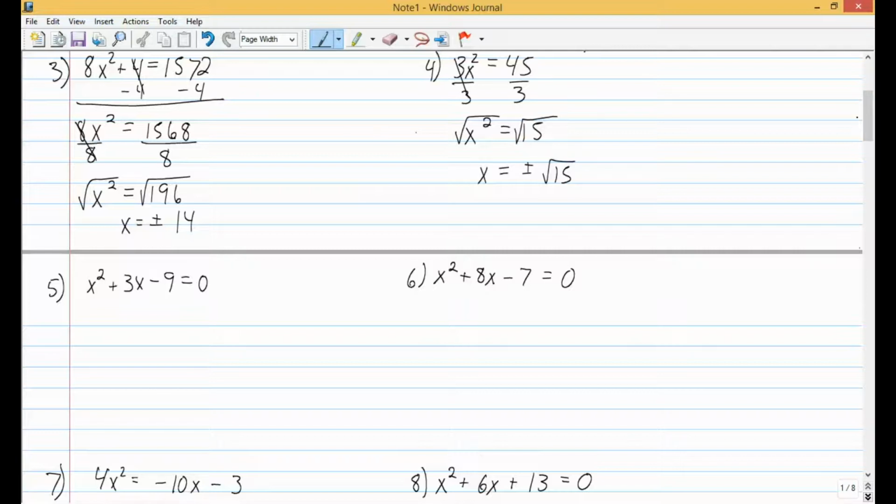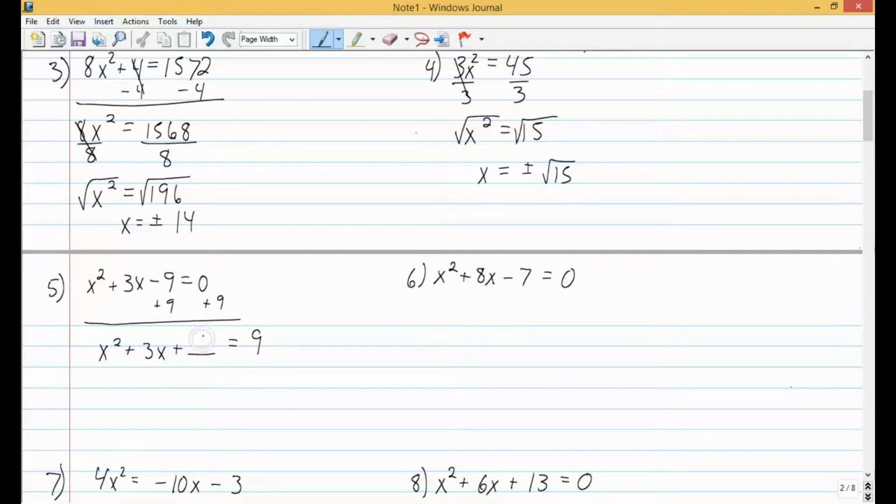Alright, number 5 and 6 say solve the equation by completing the square. Alright, so the first thing you need to do to complete the square is move your constant over to the right side of the equation. And where I had a constant, I'm going to put a plus blank. Now, the number that I put in here is going to make it so the left side factors and is a perfect square, something times itself.